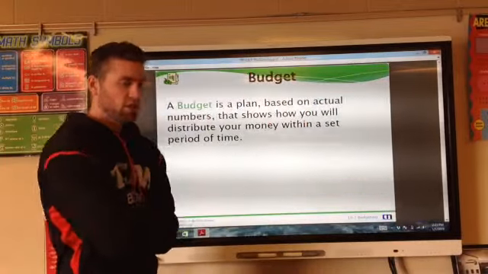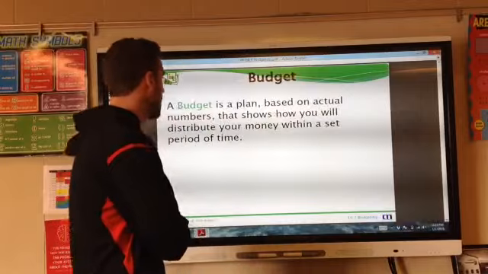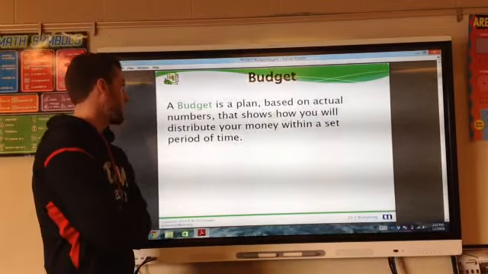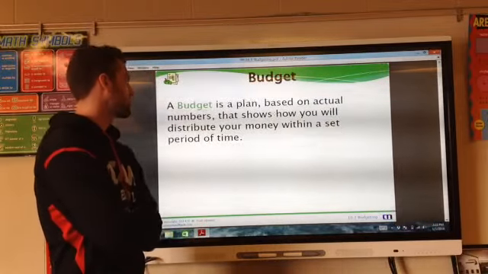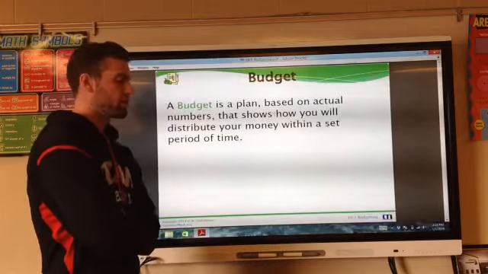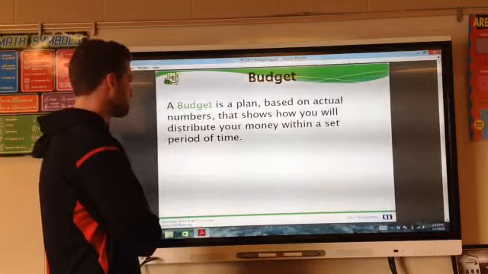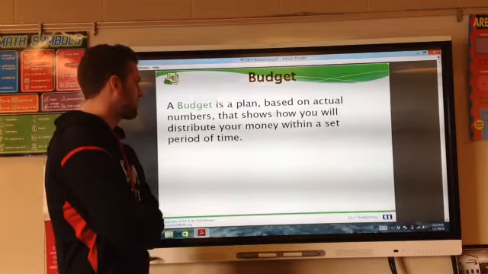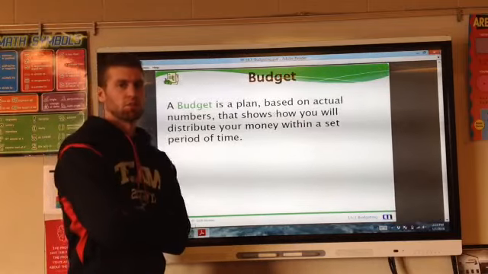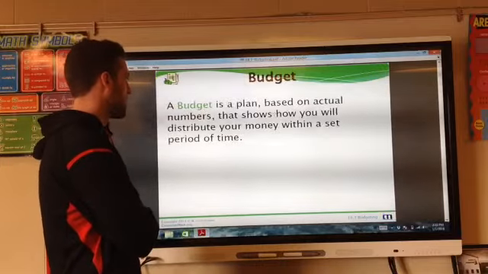So a budget, this is something that you'll probably want to write in your notes. A budget is a plan based on actual numbers that shows how you will distribute your money within a set period of time. Okay, so your budget is probably going to be monthly most of the time. You're going to figure out how much you can actually spend versus how much your income is each month.